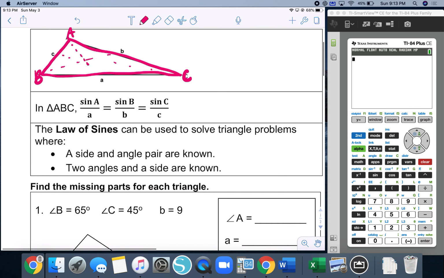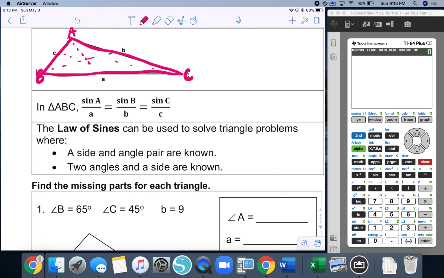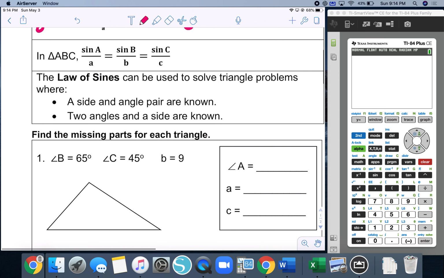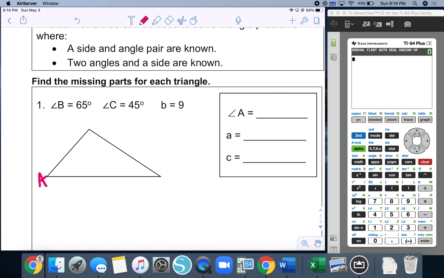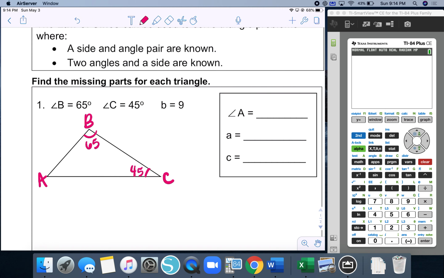The law of sines can be used to solve triangle problems where a side and angle pair are known, or two angles and a side are known. So we have a couple different times that we could use this. They want us to find the missing parts for each triangle. So we have triangle ABC, where angle B is 65 degrees and angle C is 45 degrees.